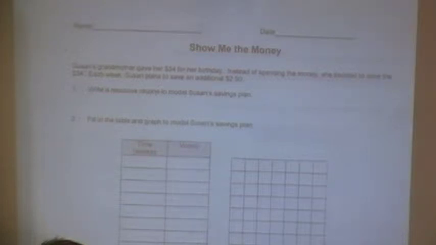These are recursive routines. So let's just talk about what it says. Susan's grandmother gave her $34 for her birthday. Instead of spending the money, she decided to save the $34. Each week, Susan plans to save an additional $2.50.